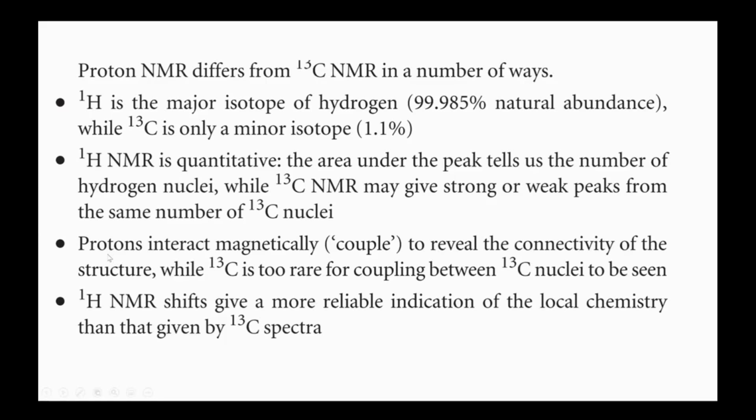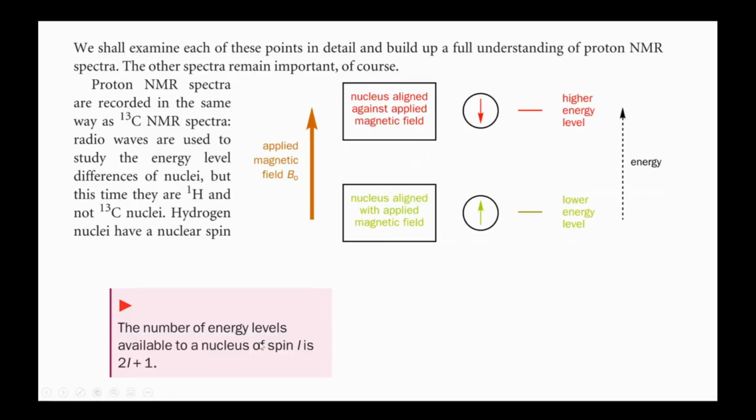The third difference between proton and carbon is that protons interact, magnetically coupled, to reveal the connectivity of the structure, while C13 is too rare for coupling between C13 nuclei to be seen. Proton NMR shifts give a more reliable indication of the local chemistry than that given by C13 spectra. We shall examine each of these points in detail and build up a full understanding of Proton NMR spectra. The other spectra remain important, of course.